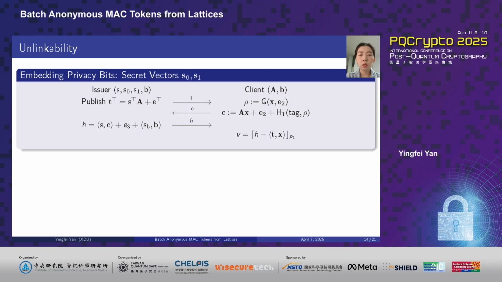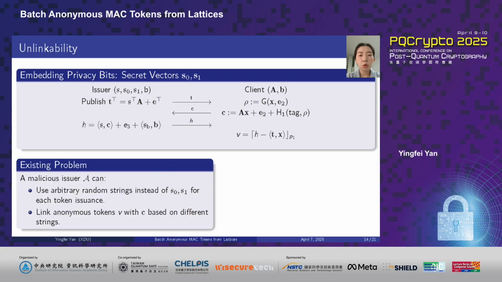In the current protocol, the issuer publishes T equals SA add E, binding their master secret S as before, and in token issuance, the client sends C equals AX add E2 and a hash of tag row, where row equals hash G of X and E2. However, a rogue issuer could replace S0 or S1 with arbitrary random vectors for each token and generate unique per-user H values. This links tokens via hidden bit fingerprints, and it violates unlinkability by letting the issuer correlate C, the client query, with V, the redeemed token.